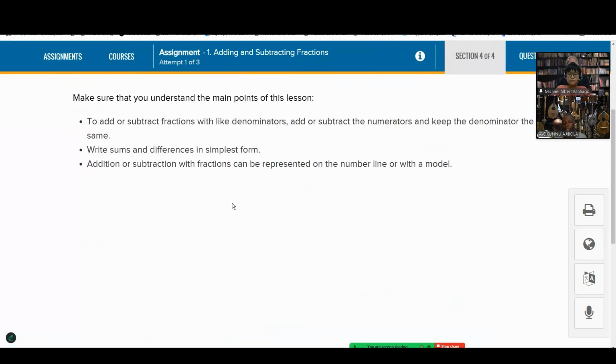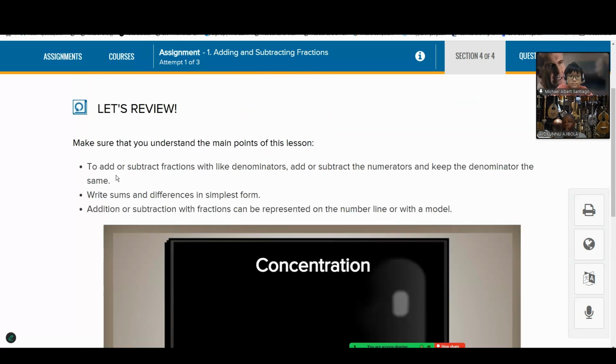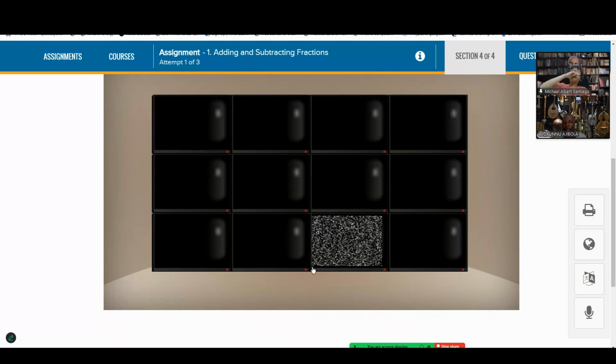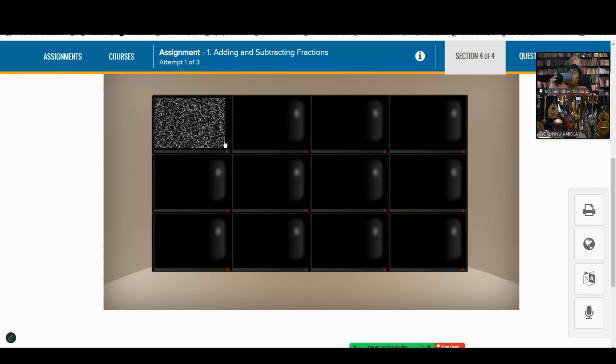Okay, let's check the last page there. It says to add or subtract fractions with like denominators. Okay, that's the main goal here. So let's see what we've got in here. Now, we need to work on this module. Okay, we need to work on this quiz. Is that clear? Yes. And we should be ready.